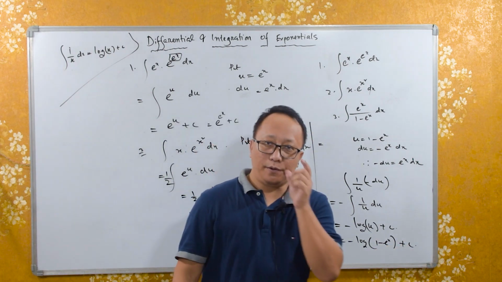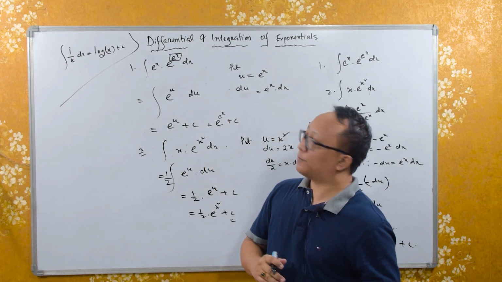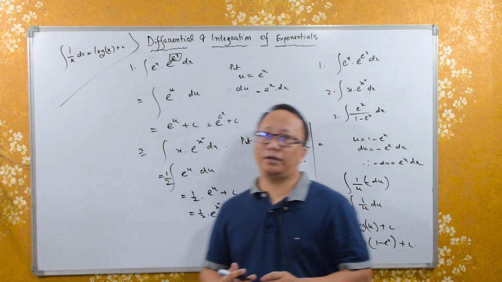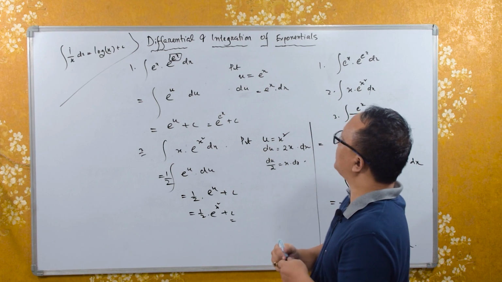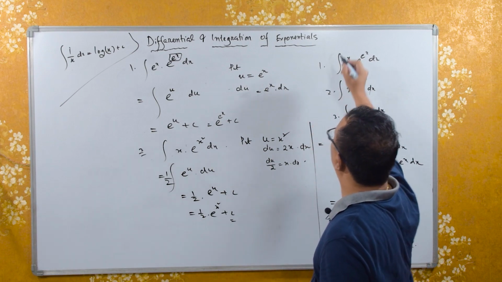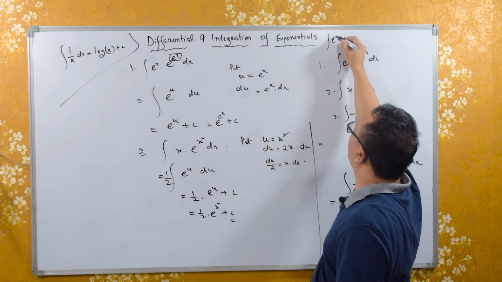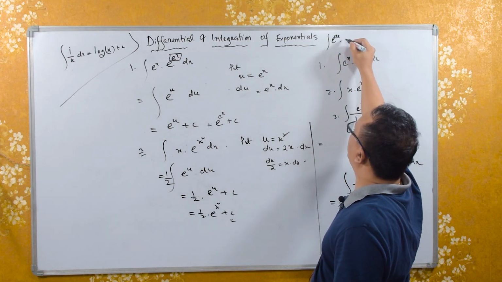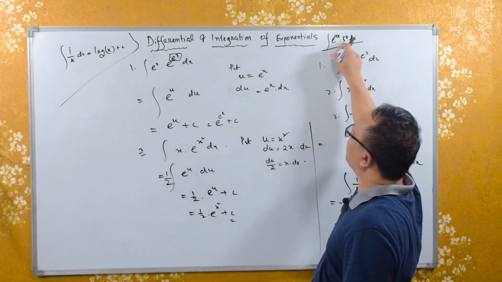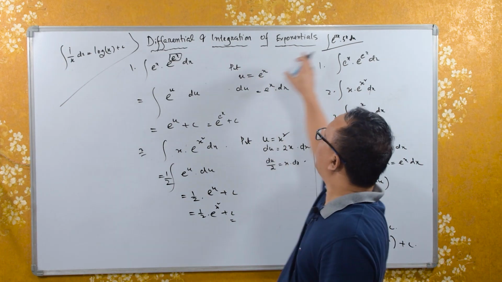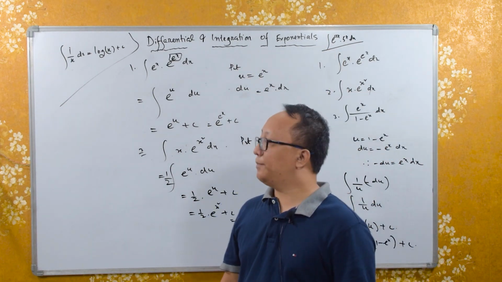These are a few basic examples for integrations of exponentials. There are many more examples for algebraic integrations of exponentials. For example, we have the product rule, e raised to ax into, for example, 5x dx. For these integrations we have to apply integration by parts. There are different examples we have, so in further lectures we'll be speaking about it.